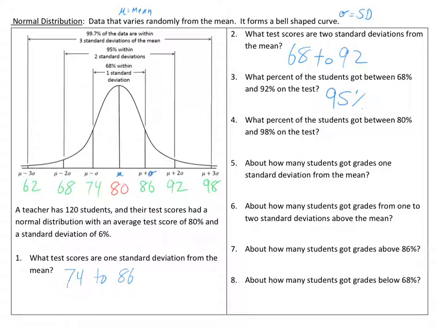So what percent is from 62 to 98? 99.7. Almost everybody is between these 2 grades, meaning there were no Fs. Everybody did pretty good.